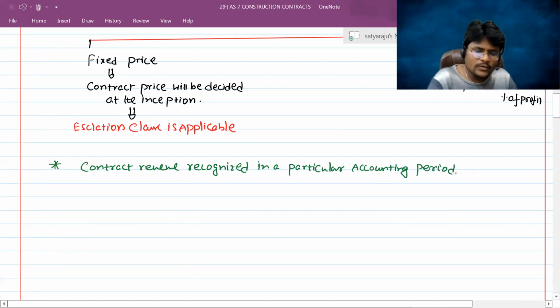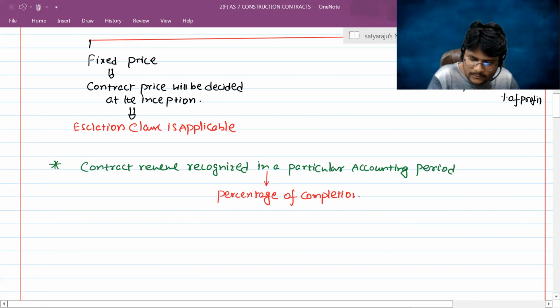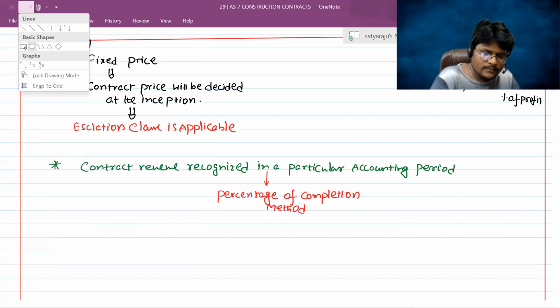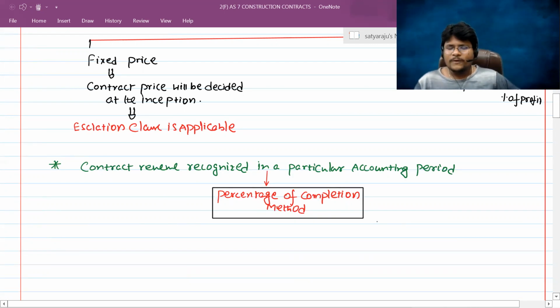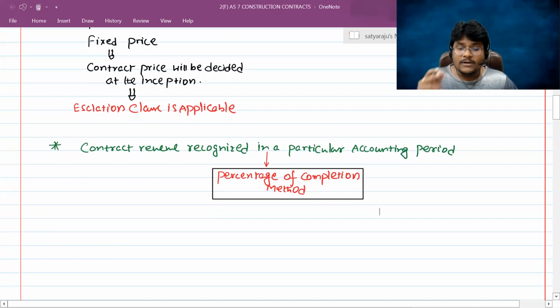Contract revenue recognized in a particular accounting period is completely based on the percentage of completion, which is also known as the percentage of completion method. So what is this all about? Percentage of completion method. All of you please concentrate. Contract revenue to be recognized in a particular accounting period, we should recognize on the basis of percentage of completion. That is, if 50% is completed in the first year, out of the total contract revenue, you can recognize 50% in the current accounting year. For example, if only 30% is completed in the current year, then you can recognize 30% of the total revenue in the particular accounting period.